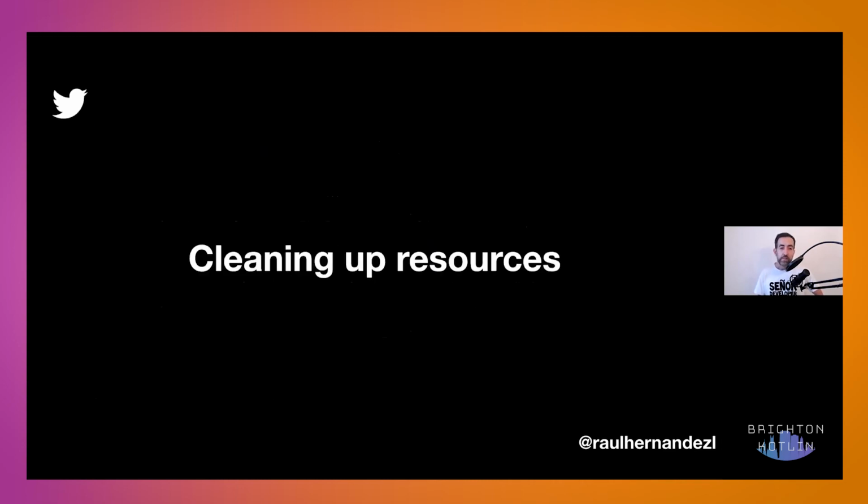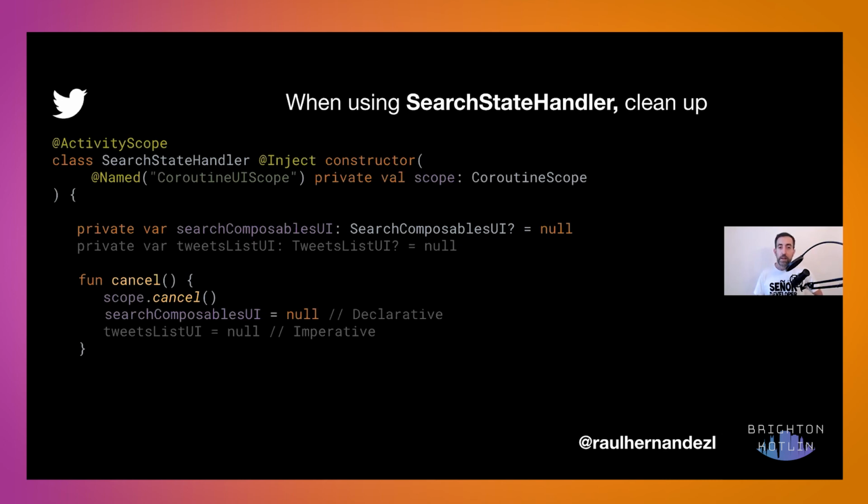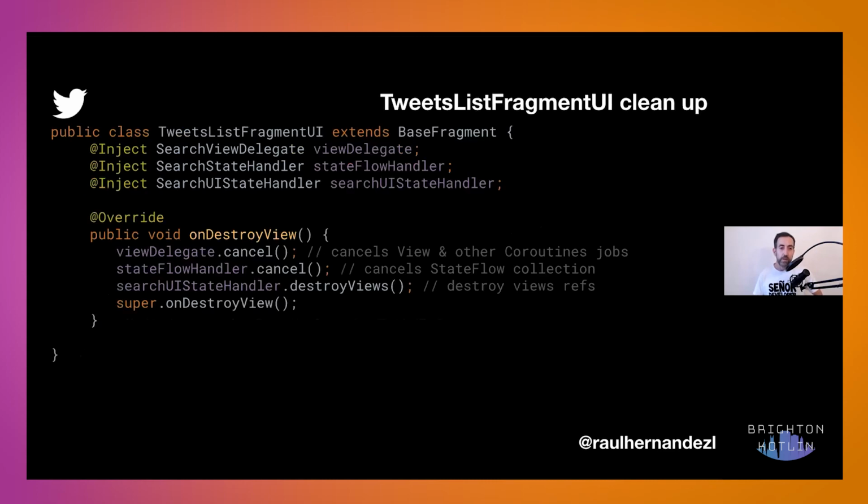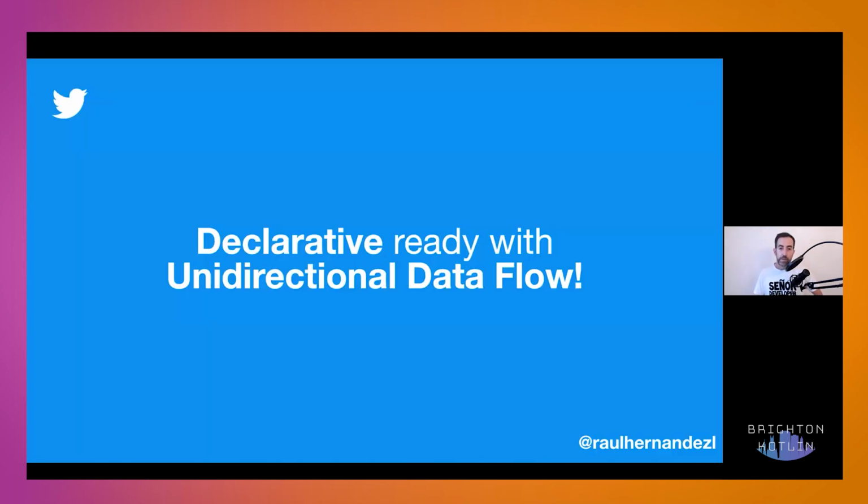And just to finish, cleaning up resources. So if you have any UIs, remember to set them all to nullable, otherwise you will have memory leaks. Cancel different scopes, also to avoid memory leaks, and also to run structured concurrency and make sure that everything is canceled in due time. Destroying the views, again, the same, destroying different views. We don't want any view living after destroying our views. So when destroying the views, cancel all the different things and destroy the different views that we have. And with that, we have this ready with the Unidirectional Data Flow and the Declarative UIs being there.